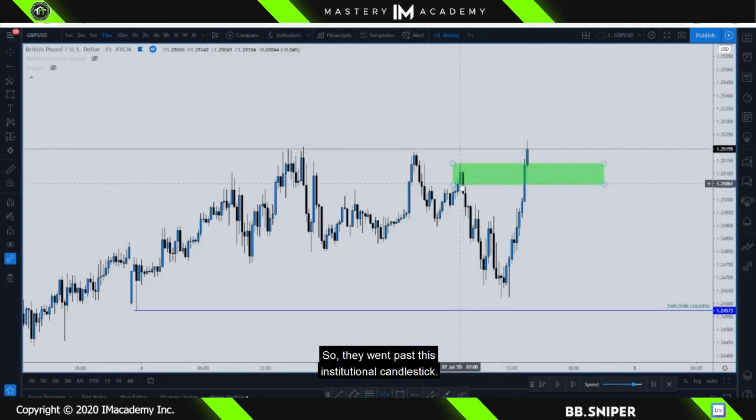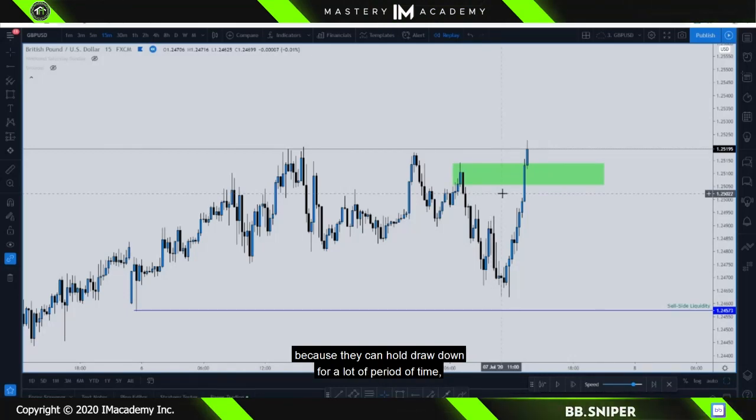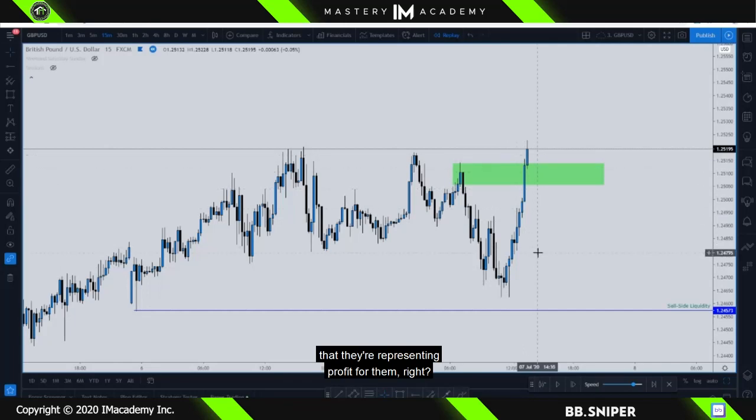So it went past this institutional candlestick. For us, that would mean the market hit our stop loss, but not for smart money, because smart money does not need a stop loss. They can hold drawdown for a long period of time because they have buy orders down over here that represent profit for them. So let's talk a little bit about those orders right over here.